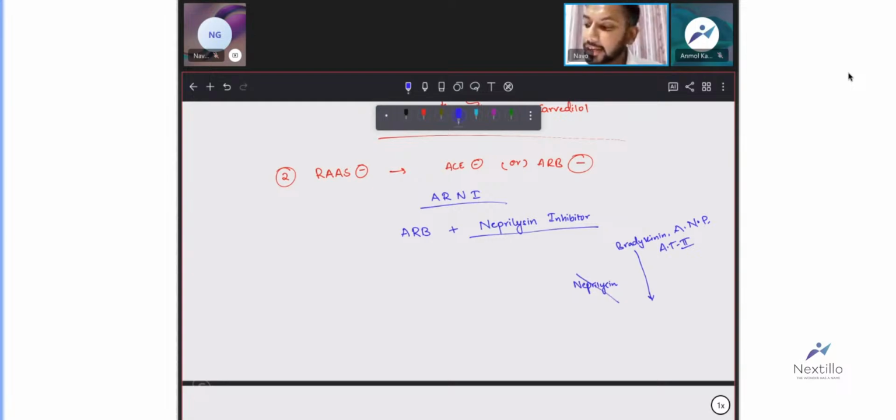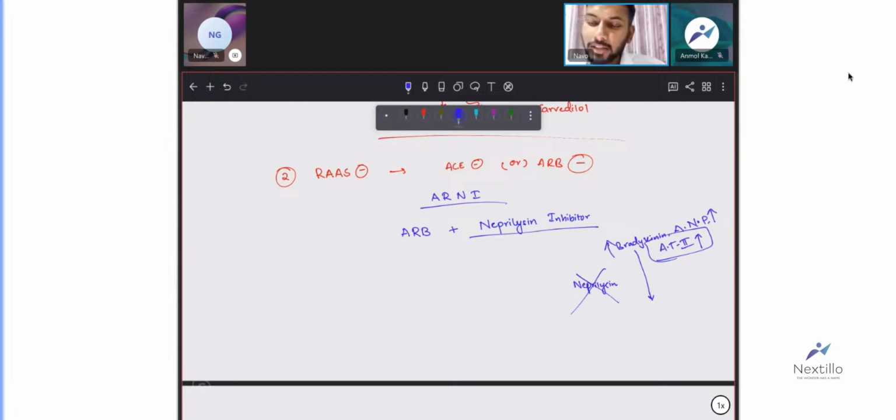Now, if we are inhibiting this neprilysin, what will happen? Bradykinin is increasing. That is good for us. That is what the ACE inhibitor is doing. Next, it is also increasing the atrial natriuretic peptide. If atrial natriuretic peptide is increased, it causes natriuresis, so it is good for us in heart failure. Now, it is increasing the angiotensin 2. Is angiotensin 2 a good molecule or a bad molecule?